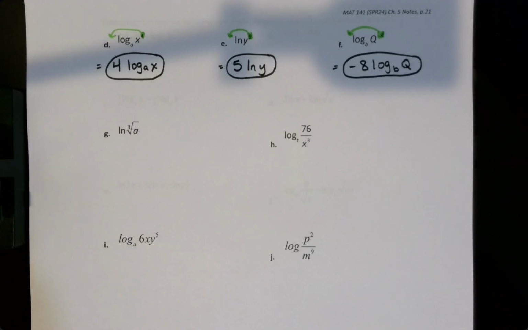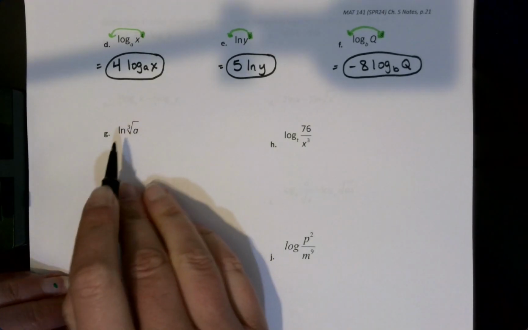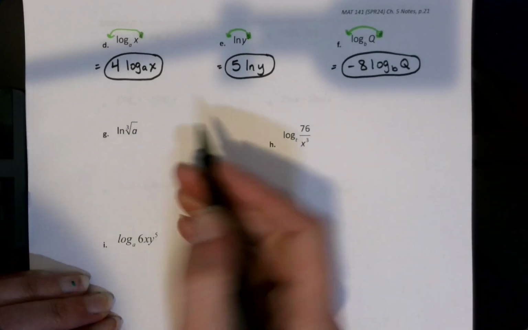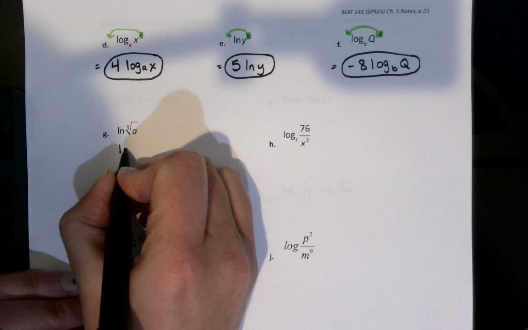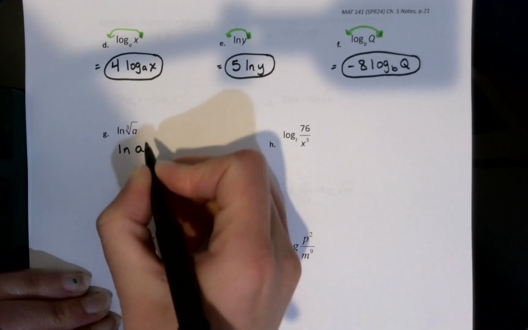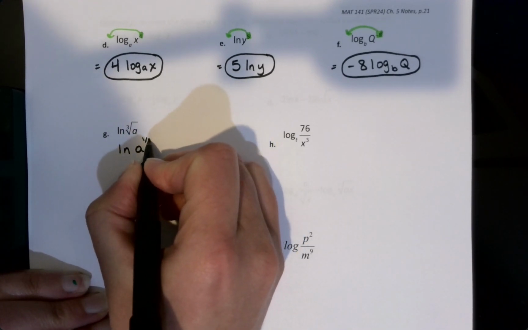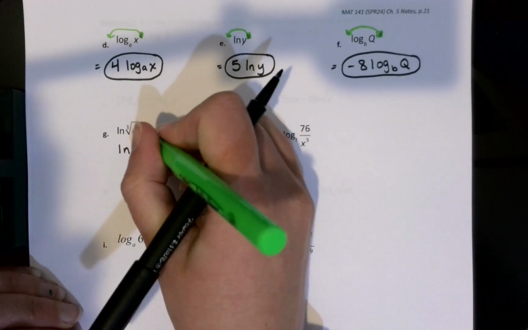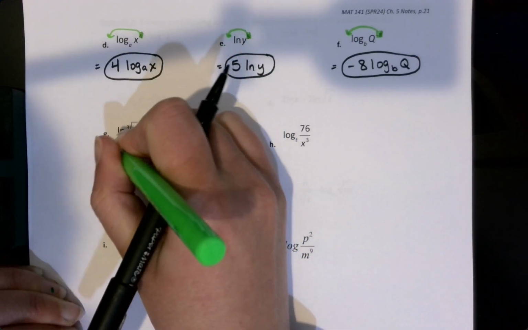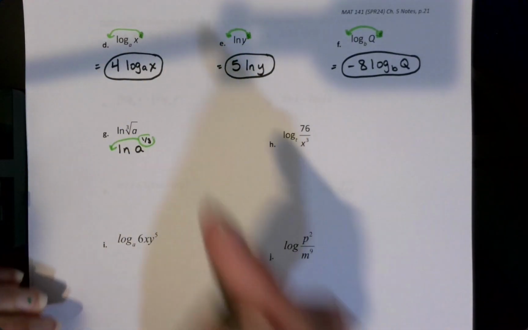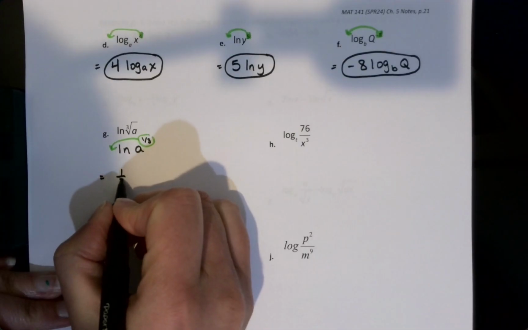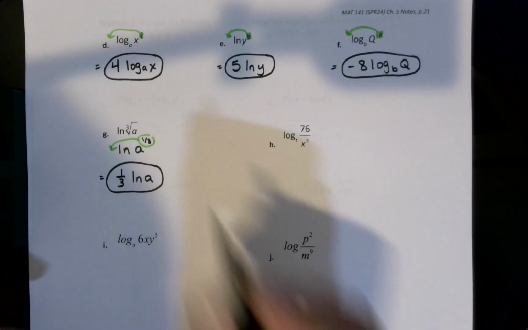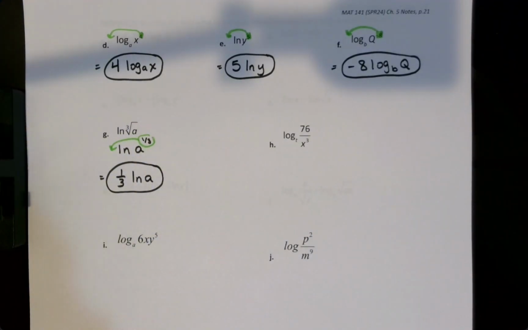The next set, G, initially doesn't look like a use of the product, power, or quotient property, but I'm going to remember that the cube root of a is the same thing as a to the 1/3 power. So I am able to rewrite this using the power property, pulling that exponent down, and I'm going to end up with 1/3 times the natural log of a. Radicals are just fractional powers.